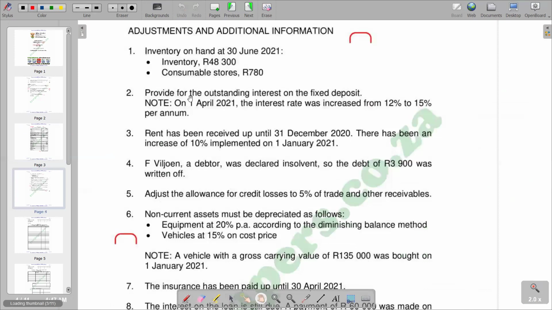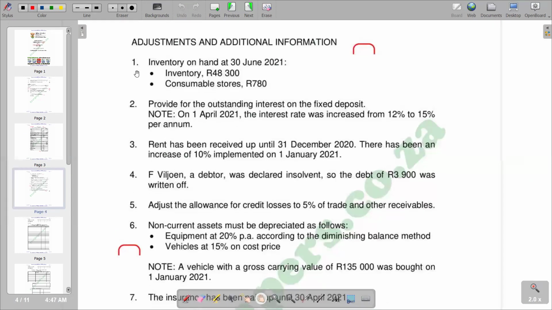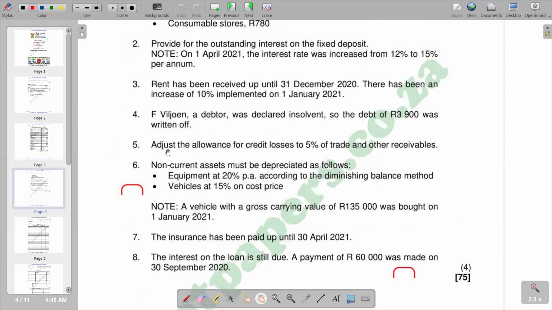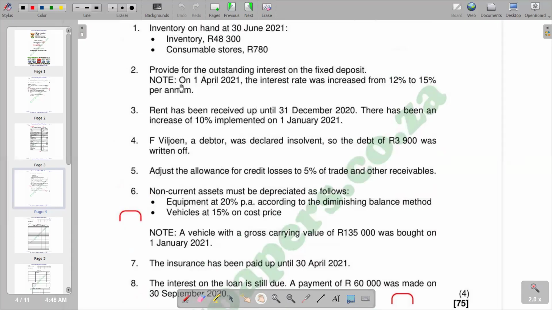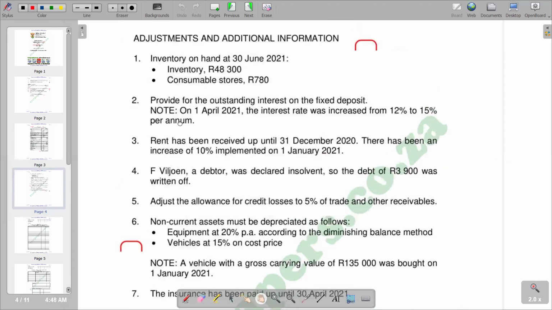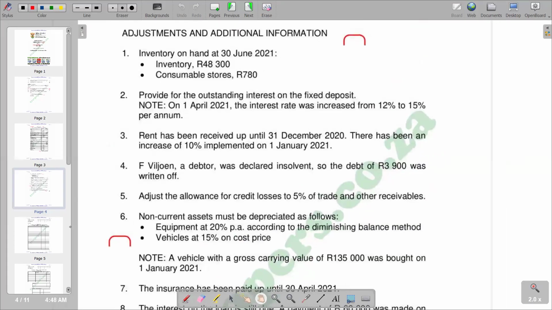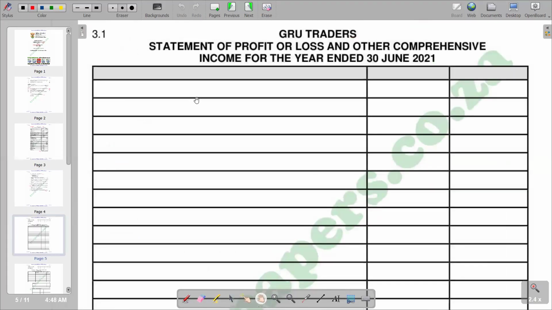Moving on, we are also given adjustments and additional information. We have information 1 going down to information 8, which is the last information given. You also need to go through each and every piece of information so that you are able to allocate where adjustments need to be done as you go through your statement of profit or loss. We have the statement of profit or loss and other comprehensive income for the year ended 30 June 2021.